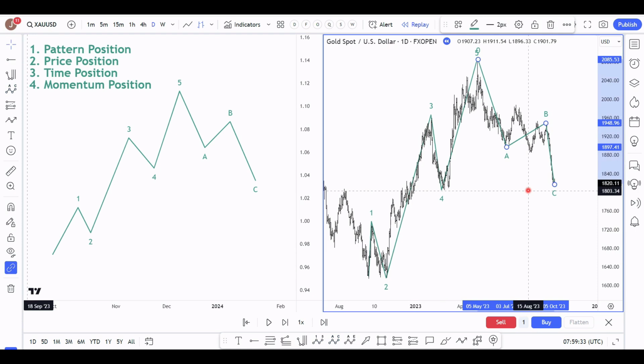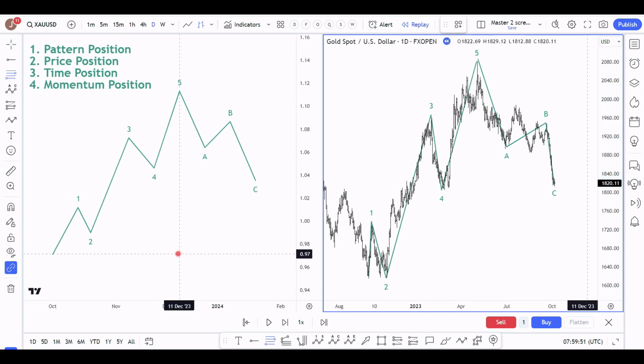Now, we don't want to make a buying and selling decision just based on pattern position alone. So we're going to move over to the second technical factor, which is price position. And we're going to use something called Fibonacci price ratios. There's a few nuanced advanced metrics that I'm going to teach you. But right now, the most basic is called a Fibonacci retracement.